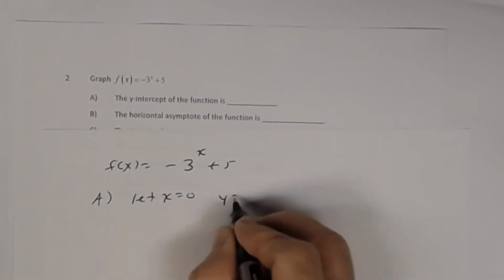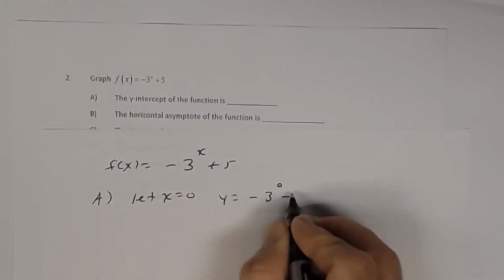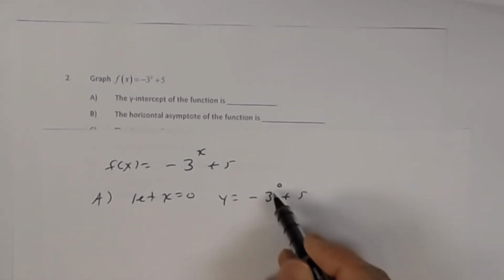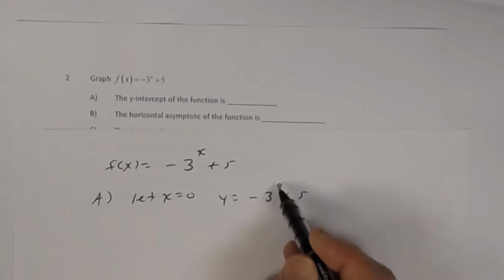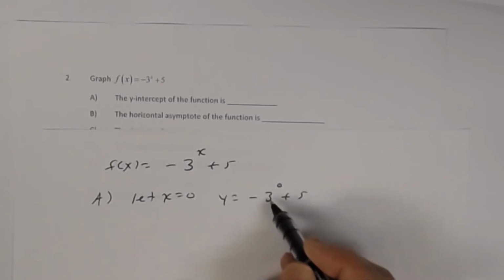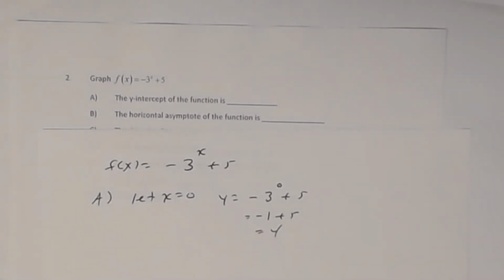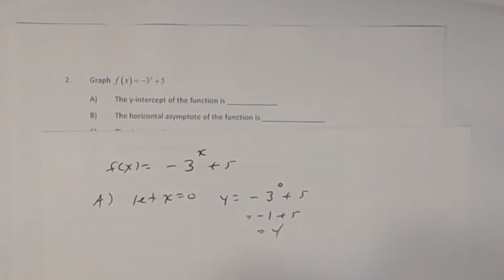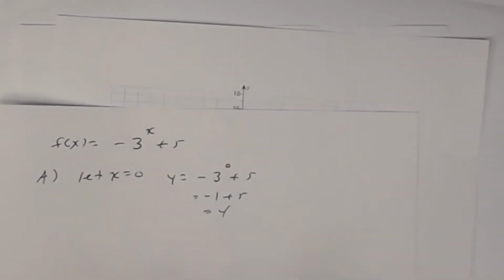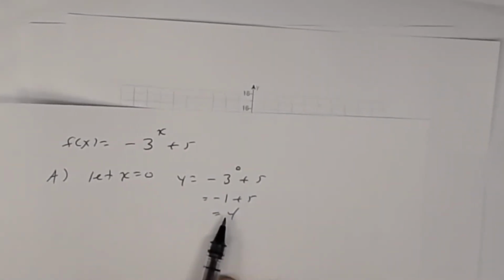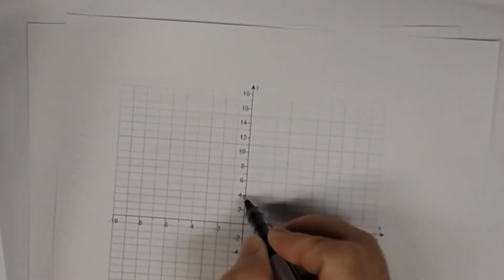So I get y equals negative 3 to the 0 plus 5. Now be careful. Remember the only thing being raised to the 0 power is 3. So 3 to the 0 is 1, so this becomes a negative 1. Negative 1 plus 5 is 4. And so right now I can go ahead and plot that y-intercept. The graph is going to cross the y-axis at 4. So I'm going to put a little dot here.